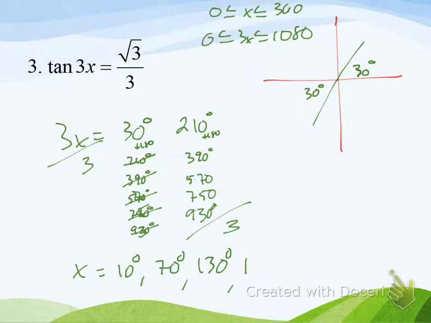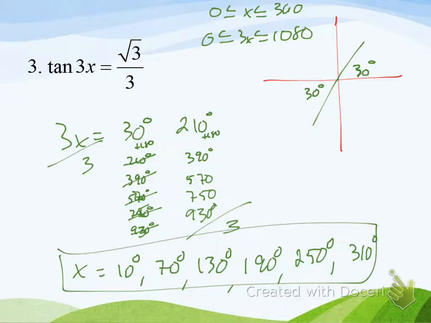All right. So anyway, 130, and then 190, and then 250, and 310. Okay? And so those are our solutions for x. So we were capped at 1080 because we were multiplying our angle by 3. And we were adding 180 instead of 360 because we're dealing with a tangent function instead of a sine or a cosine. All right? I think it makes enough sense.